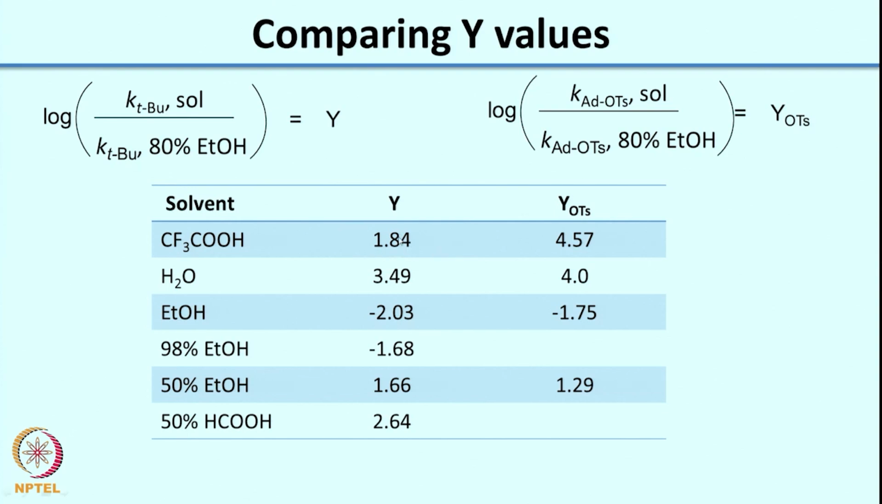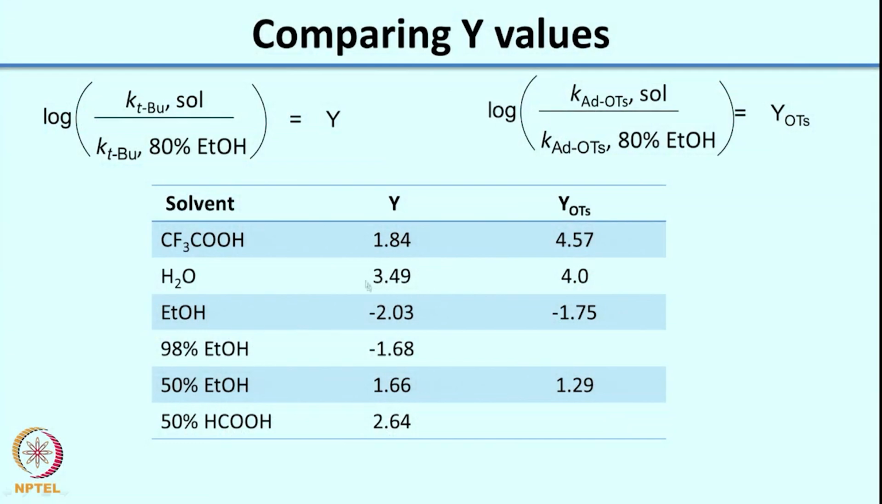in the case of TFA for Y the value is 1.84, whereas in the case of the Schleyer adaptation the value is 4.57. Especially interesting is when you compare water and TFA. In the case of the Schleyer adaptation, what you see is these values are very similar. So, what one can say is in terms of stabilization of the polar intermediate, presumably both of these solvents play a very similar role. But what you see is in the T-butyl chloride reaction, you have a greater effect of water. So, what that means is that the nucleophilic assistance by water is probably greater than that of TFA.